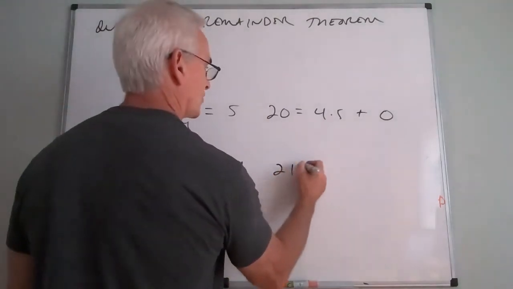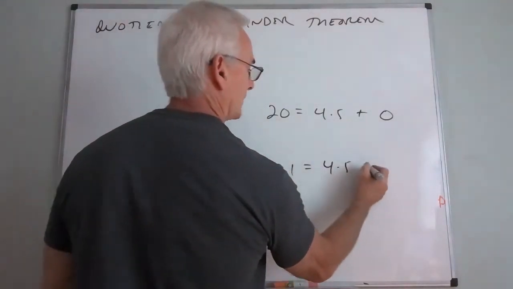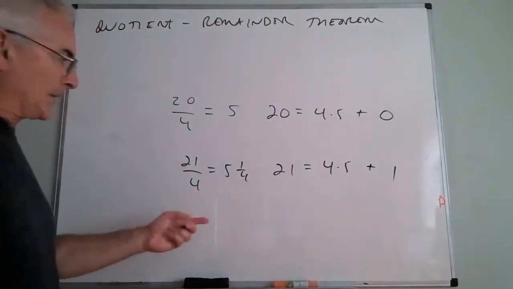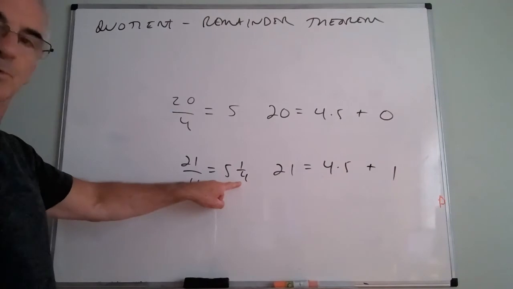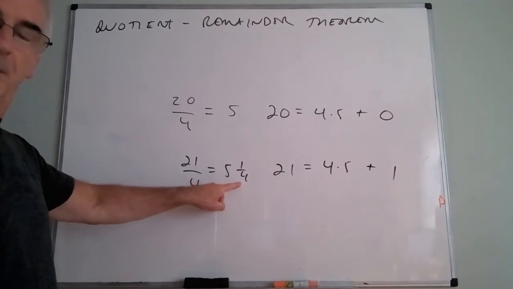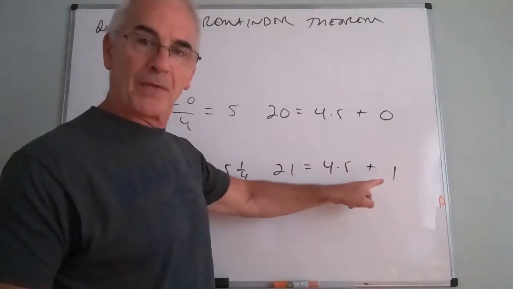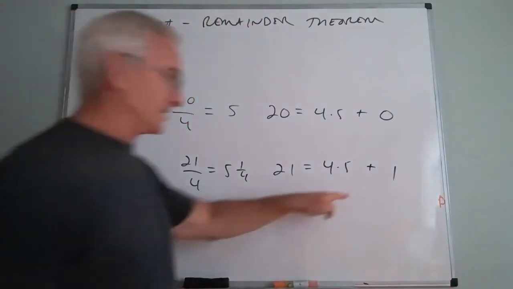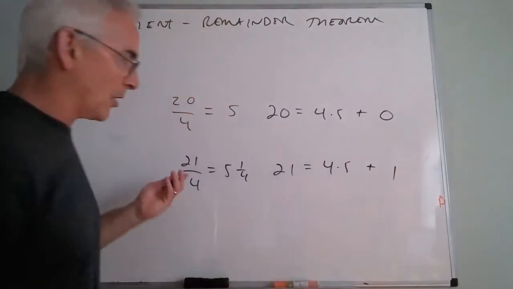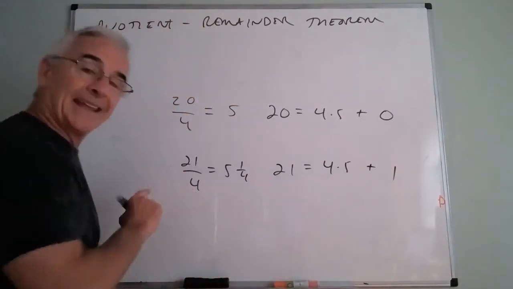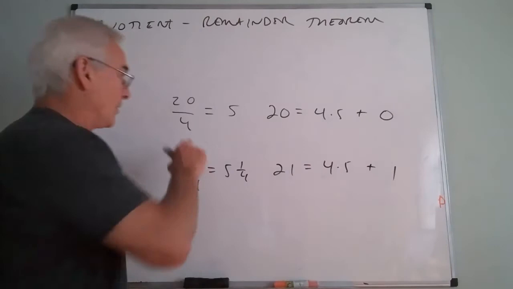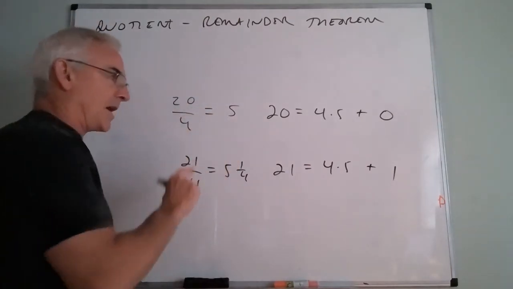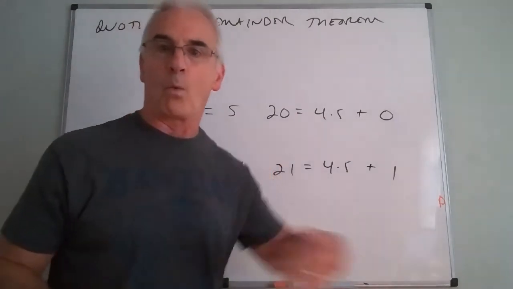If I said 21 over 4, you said that's 5 1/4. That's equivalent to saying 21 equals 4 times 5 plus 1. In an upper level algebra class, we say the remainder is 1/4. But in lower level classes, didn't we often just call that the remainder? That's how much was left over. I didn't write the answer as a fraction. Another way of saying it, in English, think little kids now: 4 goes into 20 5 times. 4 goes into 21 5 times with 1 left over.